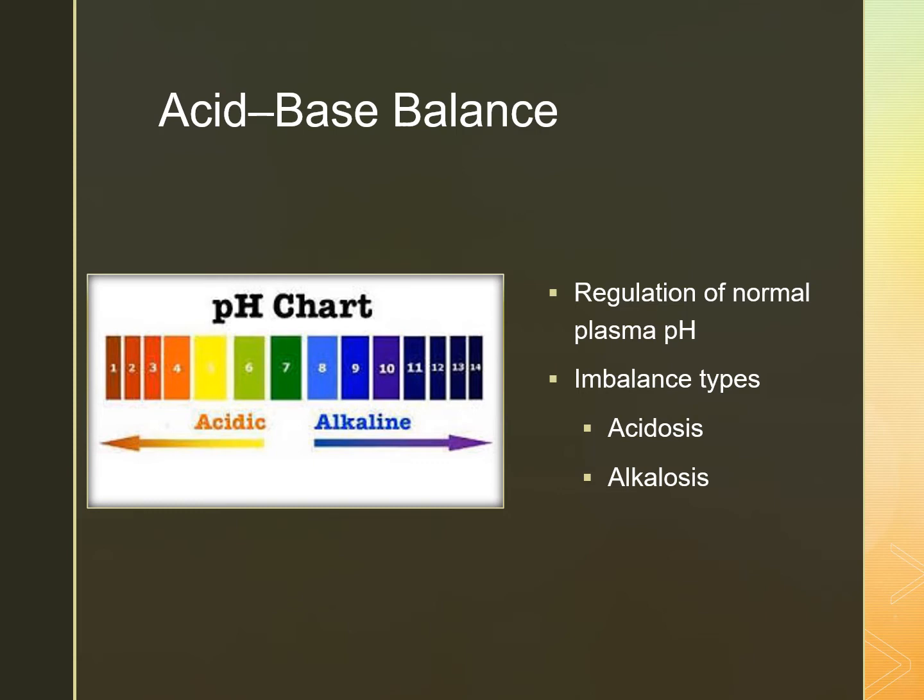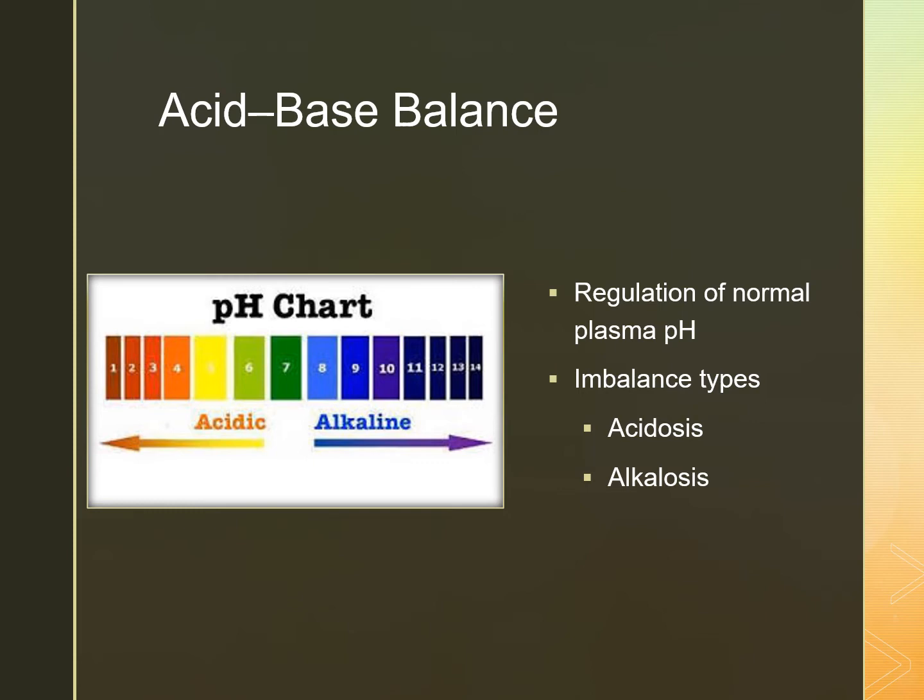Regulation of a normal plasma pH, which is 7.35 to 7.45, that's normal, is done by carbonic acid and bicarbonate. We have chemical regulation, where the body will add or remove those hydrogen ions, or organ regulation, where the lungs regulate carbonic acid levels and the kidneys regulate bicarbonate levels.